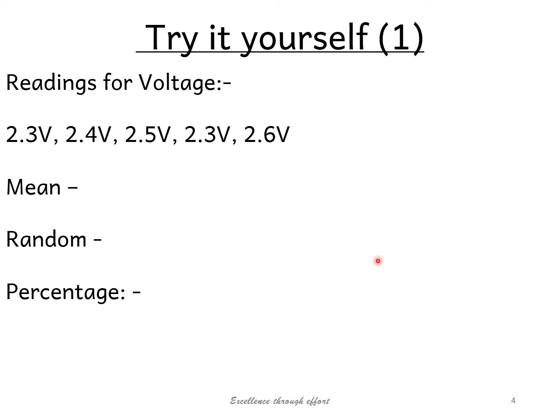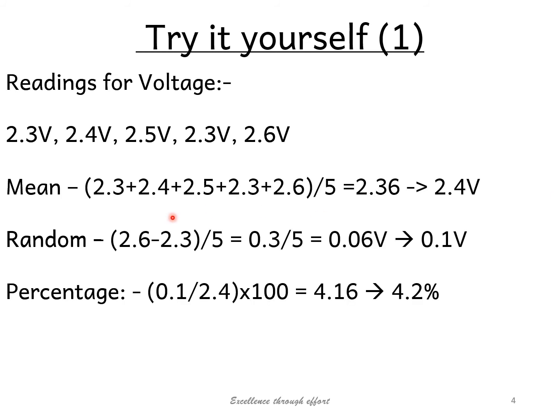Now, let's try it yourself. So if you're not sure, replay the video and remind yourself how to do it. Pause the video just now, and then I'll show you the answers. So hopefully, although we've changed the readings to voltage rather than current, it's still the same routine, the same process. So the mean you would do by adding all your values and dividing by 5.